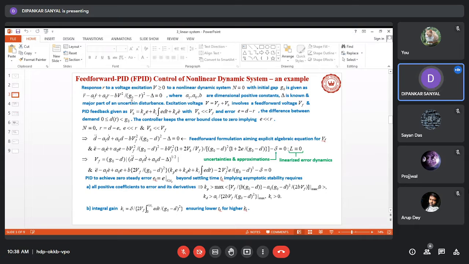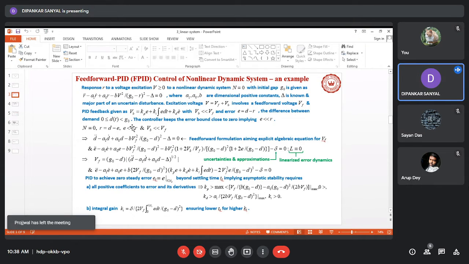So the initial gap is G0, and with excitation, as the voltage increases, the excitation force increases, and that causes this gap G0 to close. We want a specific type of closure for this gap, where D stands for the demand, and of course the demand could be anything between 0 and G0, because there is a solid length of the spring beyond which the gap can never be closed. So the demand eventually has to be less than the initial gap.